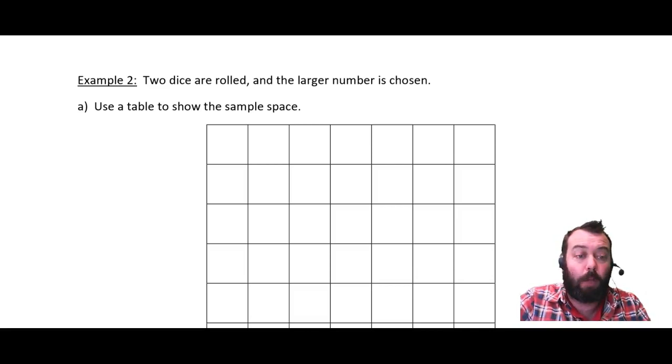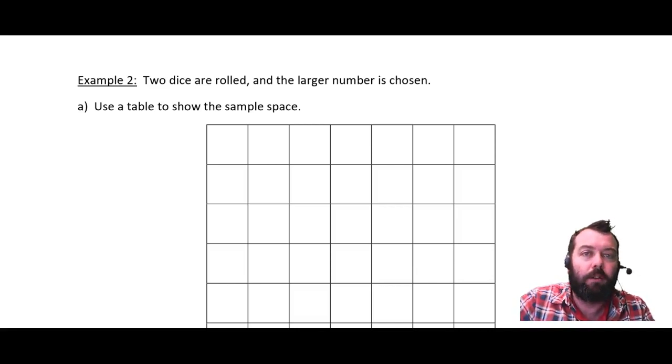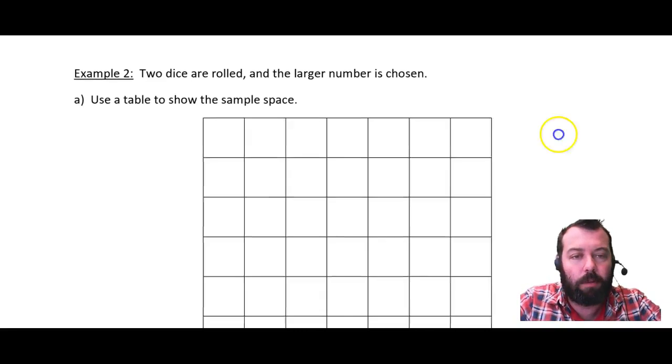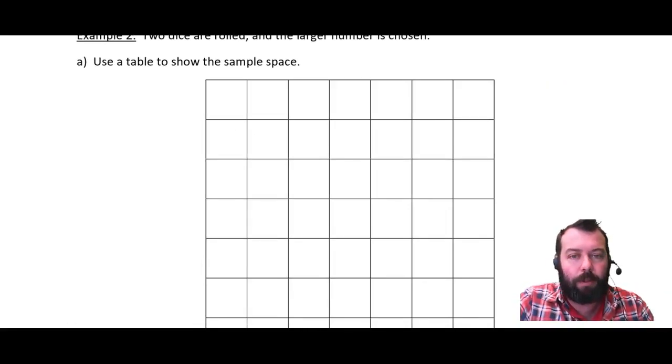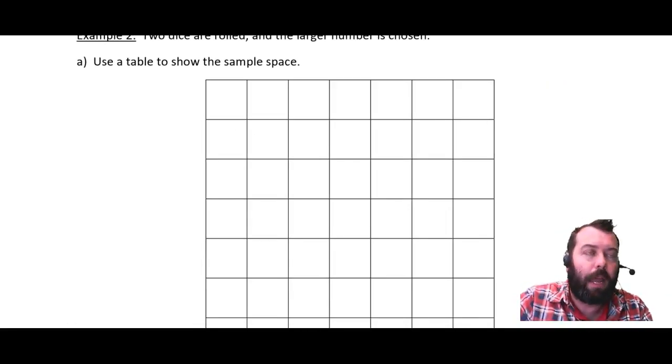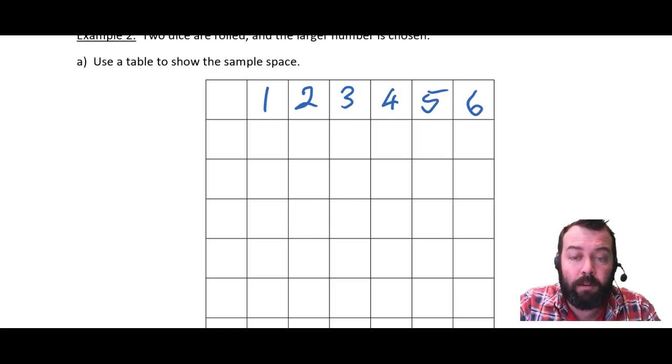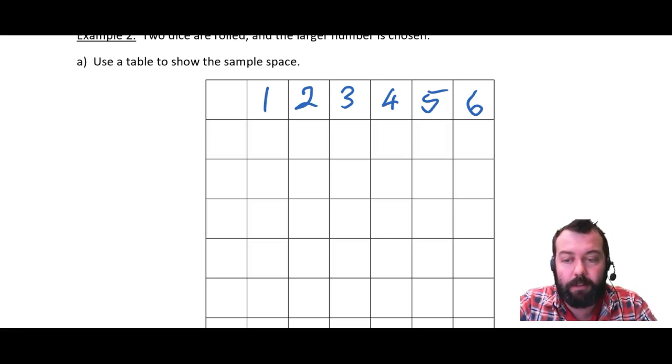So consider this. I've got 2 regular 6-sided dice. I roll them and I choose the bigger number. So that's a 2-stage event, the first die and the second die. Now I've got this table here, and up the top, the headings of the columns I'm going to make my first stage, and the headings of the rows are going to be my second stage.